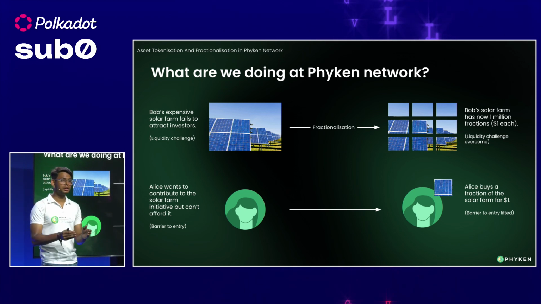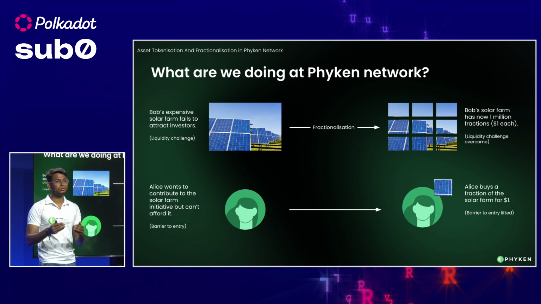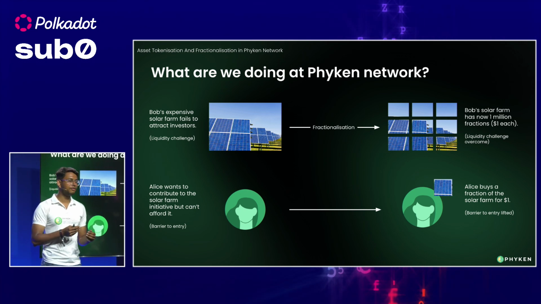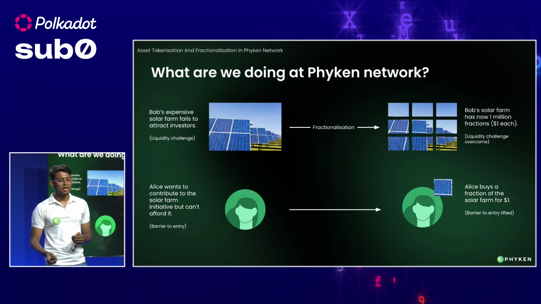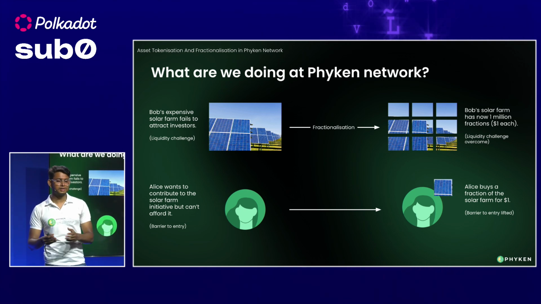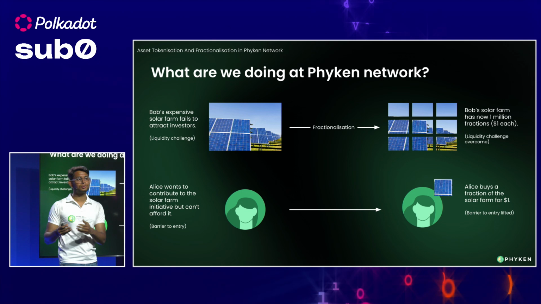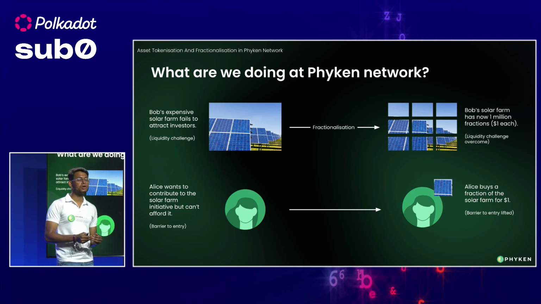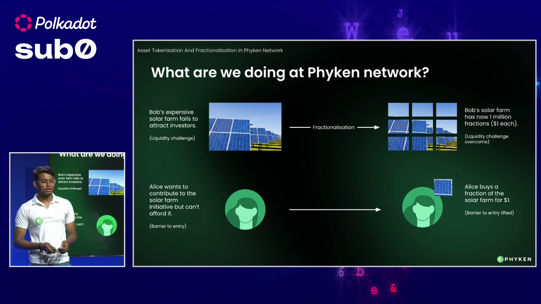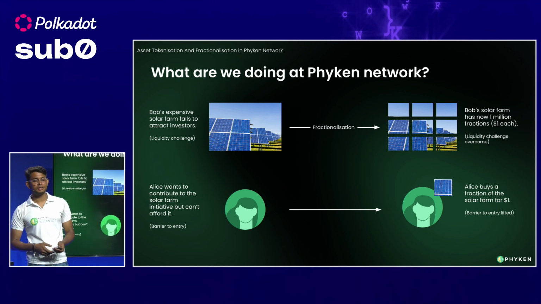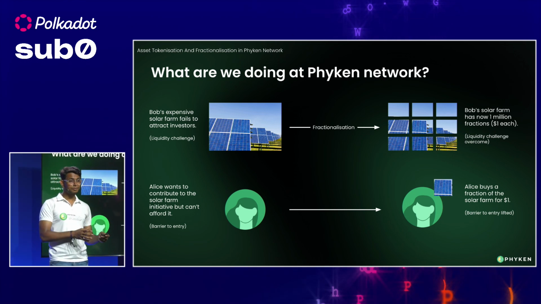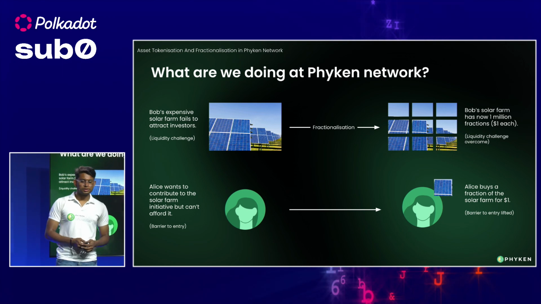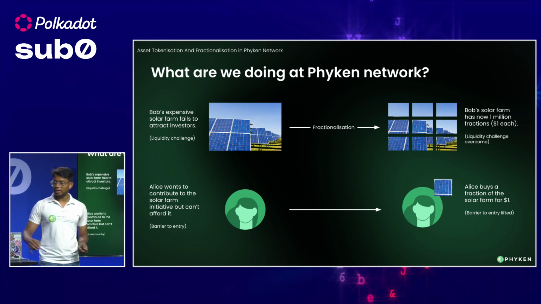But for her, like I said, the barrier to entry to these sorts of investments is quite high. So it is very difficult for her to invest into this. But once we fractionalize this, it gets easy for Alice to actually jump in and buy one of these assets, because now the cost of entry is quite low. So this is what we are doing at Phyken. Very specifically, we are starting with solar, but we can go ahead with wind and hydro as well in the future. So yeah, this is what we do at Phyken.